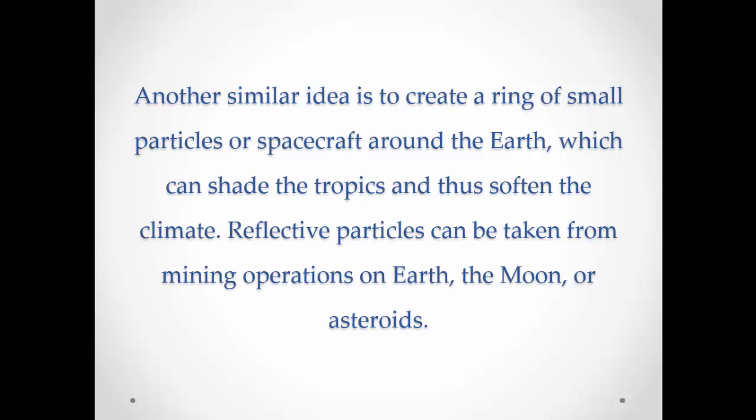Another similar idea is to create a ring of small particles or spacecraft around the world, which can shade the tropics and thus soften the climate. Reflective particles can be taken from mining operations on Earth, the Moon, or asteroids.